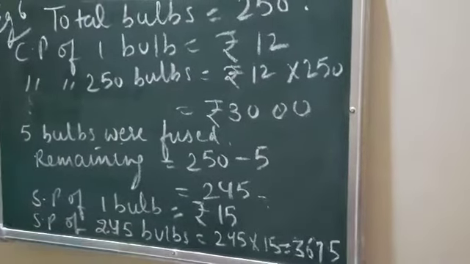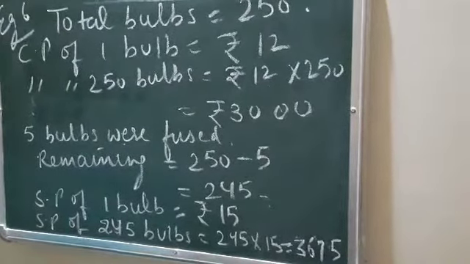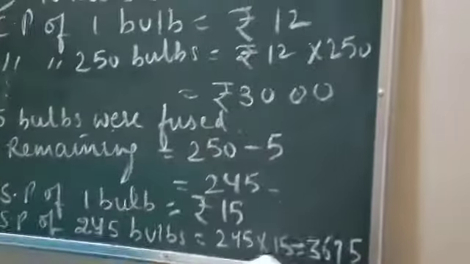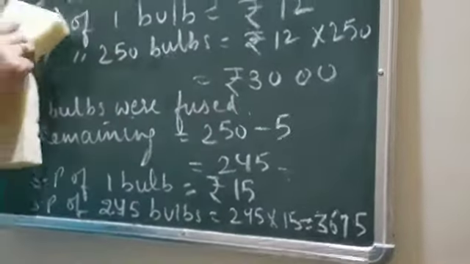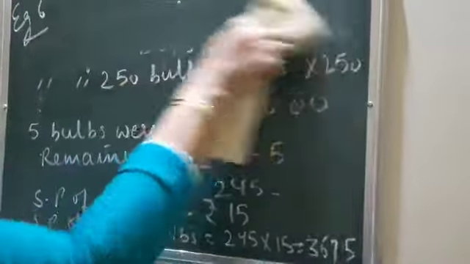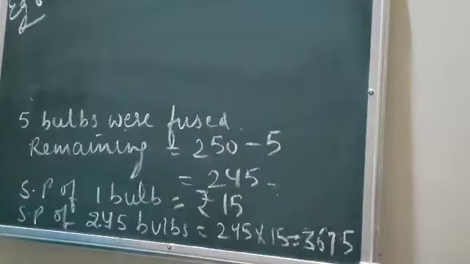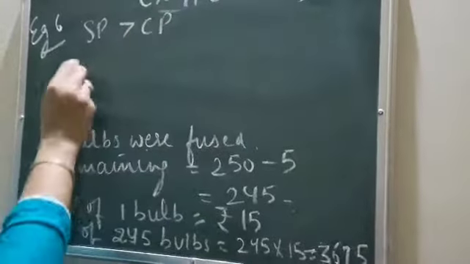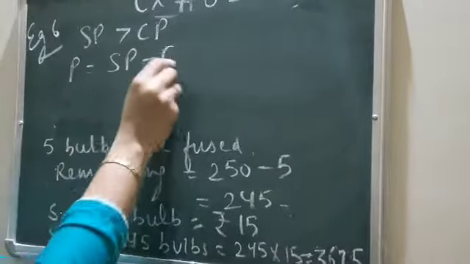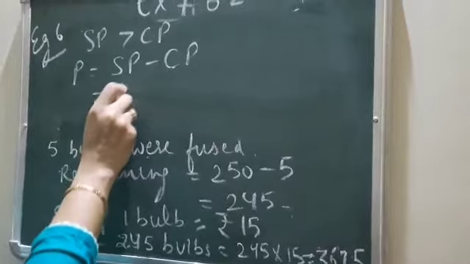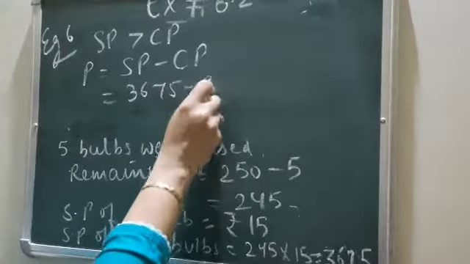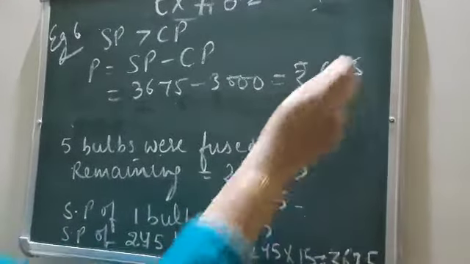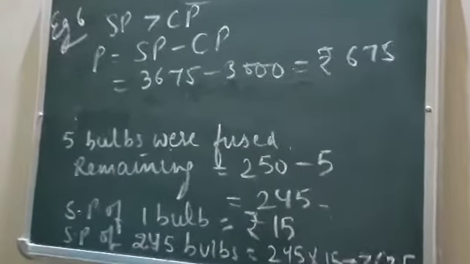Now SP of 245 bulbs we know, and CP of the bulbs we also know. So you can just see what is greater. You can see that SP is greater than CP. That means he will have a profit. As SP is greater than CP, he has got a profit, and you find how many rupees by subtracting 3675 minus 3000, which is rupees 675. So he has got a profit of 675 rupees.